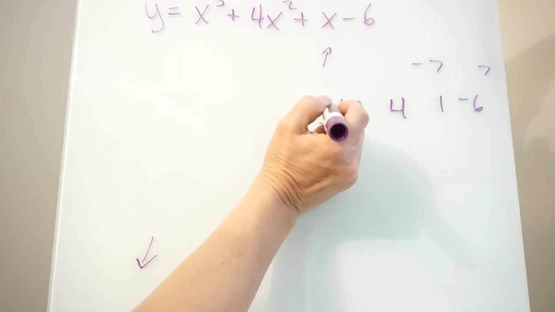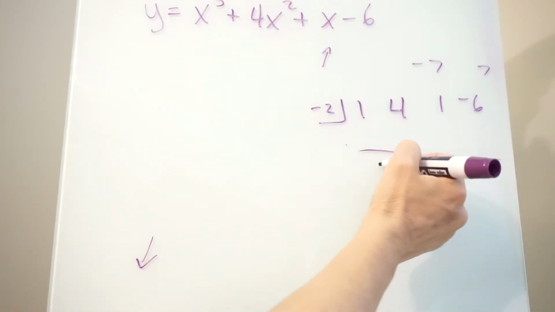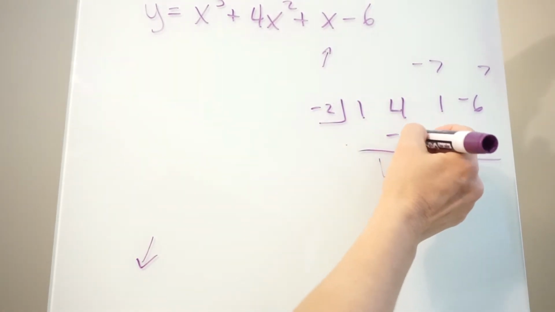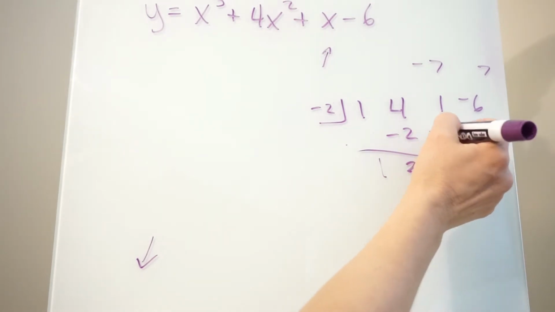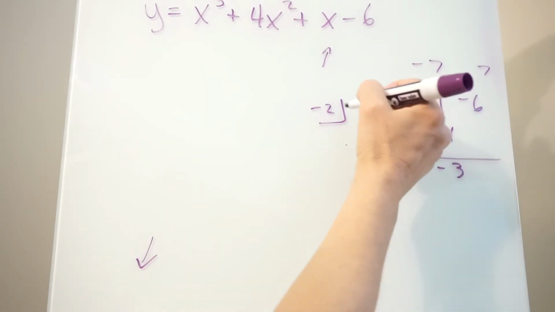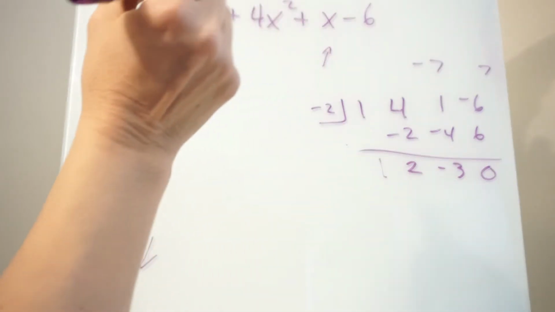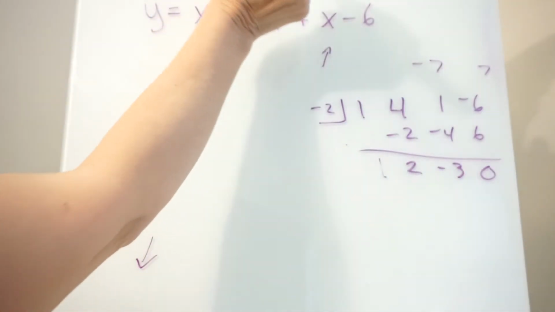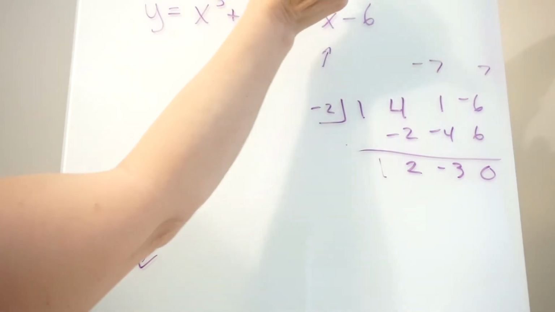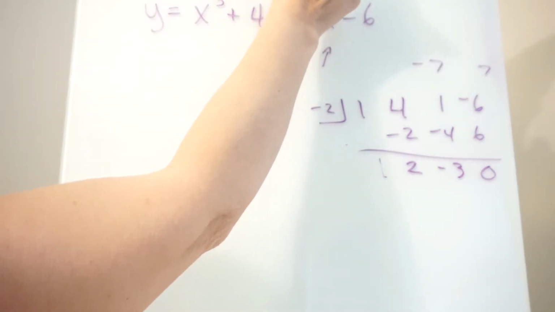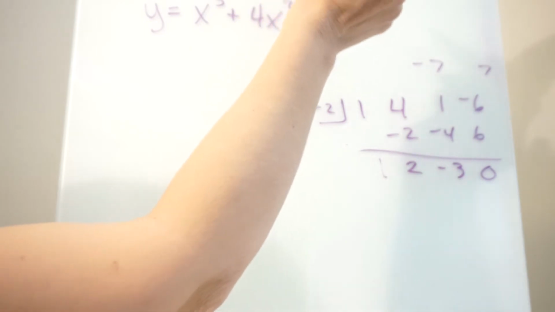Let's do -2. And multiply, and add, and multiply, and add, and multiply. And we get a 0. Okay, so we found one place where it's also going to be crossing. I'm going to put that one up here just because that's one of the zeros.